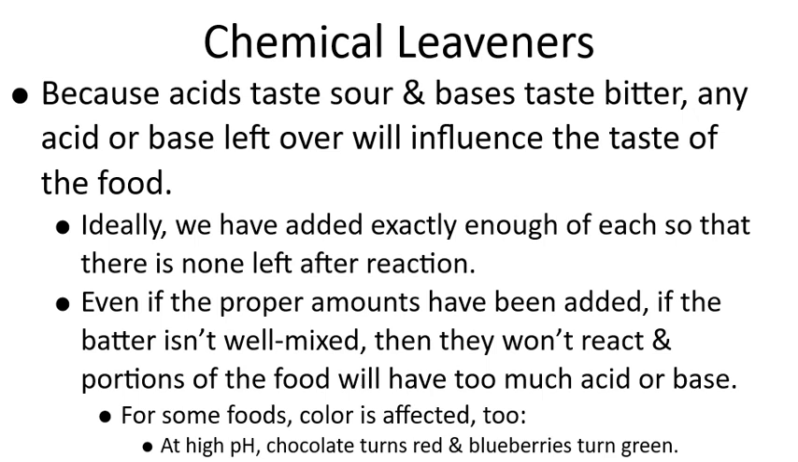Additionally, some foods contain acid-base indicators whose color is affected by the pH. For example, at high pH, chocolate turns red and blueberries turn green.